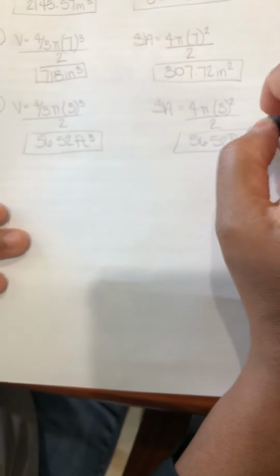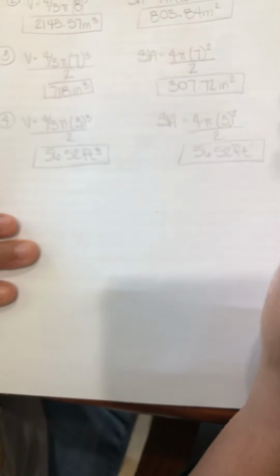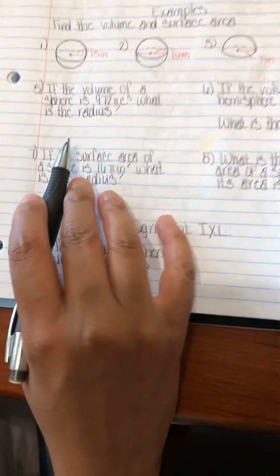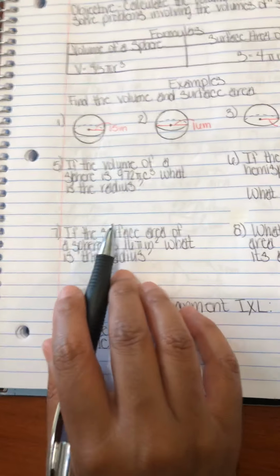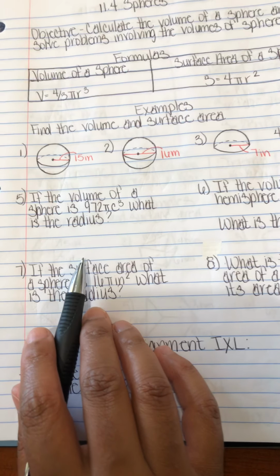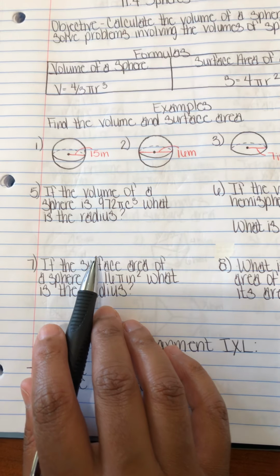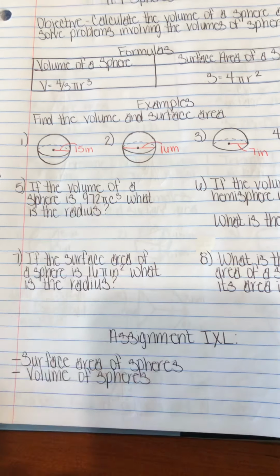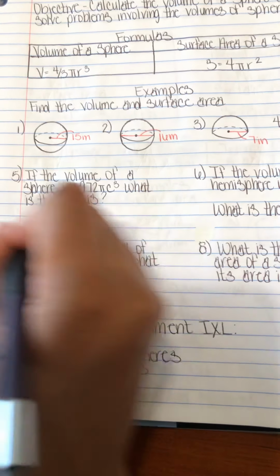Oh, that should be squared. All right, for number 5, sometimes they're going to tell you what the volume is, and all you need to do is work backwards. So in this particular case, they said volume, and that's important for us to remember.